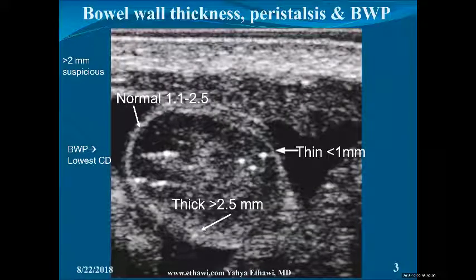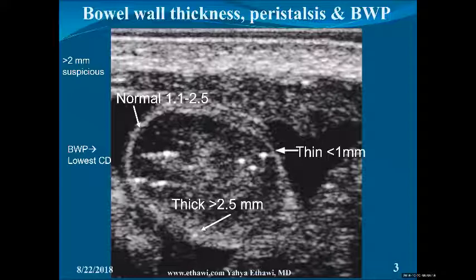So first we'll start with the bowel thickness and also peristalsis and bowel wall Doppler. The normal thickness comes only from one study, so it's not absolutely accurate, and it may be variable with different gestation. But if the thickness is 2.5 or 2.6 and more, it is considered abnormal.